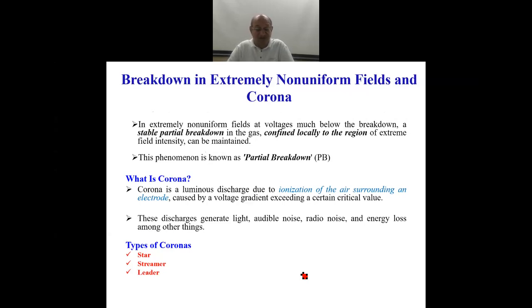We have also learned what corona is as a term in the Greek language: a crown. Corona is also like a crown. You may not be able to see the luminous discharge in the bright light of the day, but you may be able to see it in the night or within a lab, when you darken the lab, then you can see this activity.